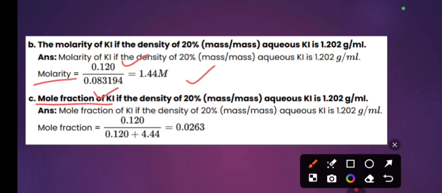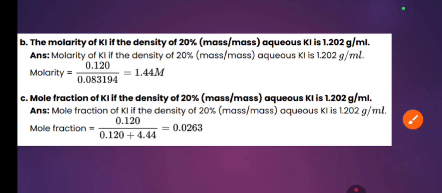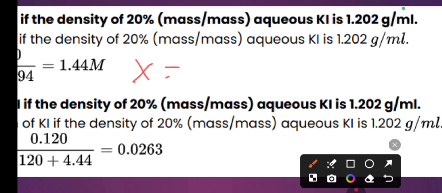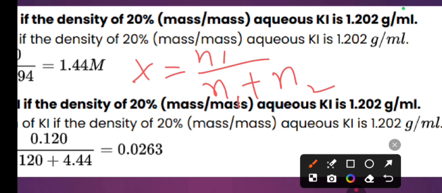So what is the formula of mole fraction? It is represented by X. Okay. So mole fraction of solute, if you want to solve, then how you can solve? Mole fraction is equal to moles of solute divided by moles of solute plus moles of solvent. Okay, so that I will write here like this. Any symbol you can use. Okay, so mole fraction you can solve in this way.